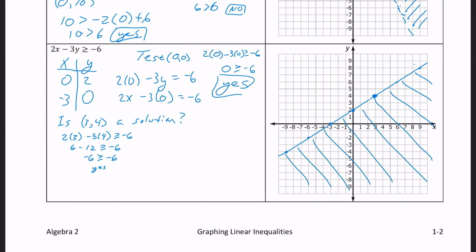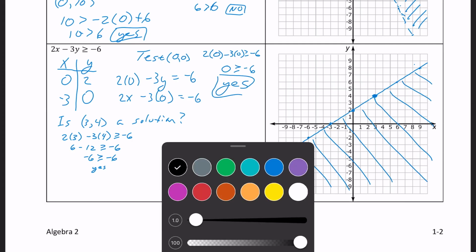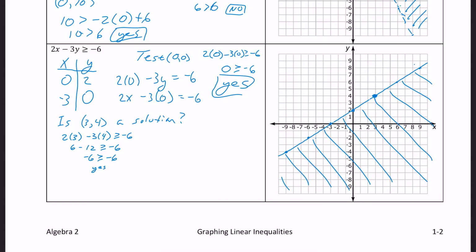the solution area. Now, one of the other options that I have, and I think I'll change colors just to emphasize that, is to put this into its y-equal form. So let's do this as a little optional approach. If I had 2x minus 3y greater than or equal to negative 6, then I could subtract 2x across and have negative 3y greater than or equal to negative 2x minus 6. And then I could divide both sides by the negative 3.